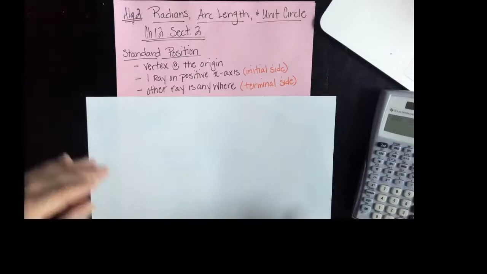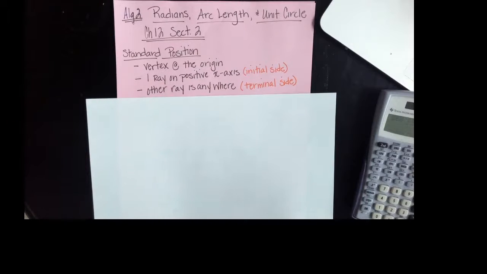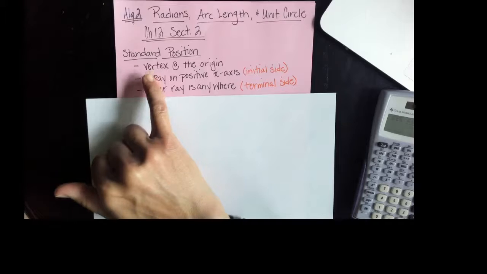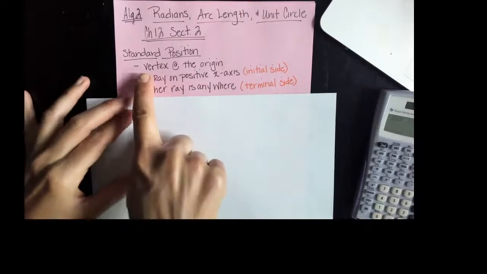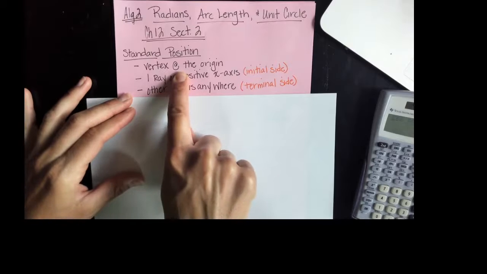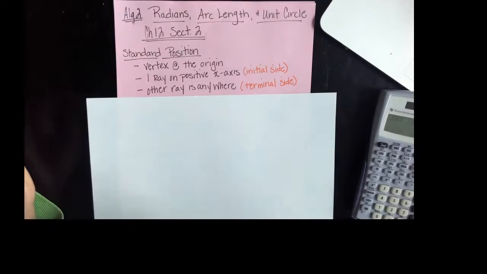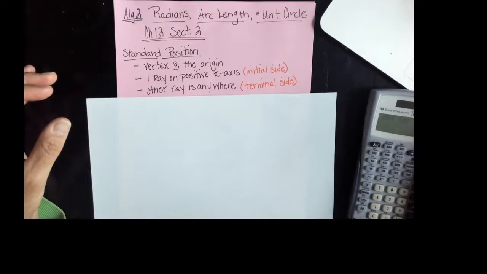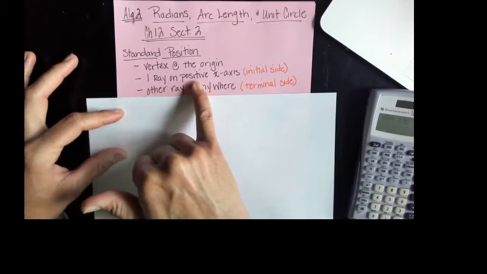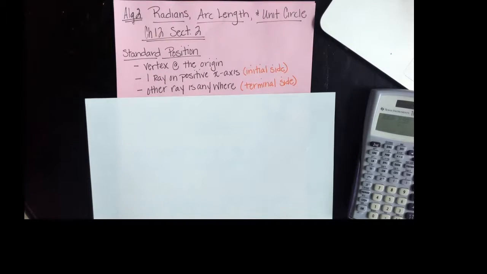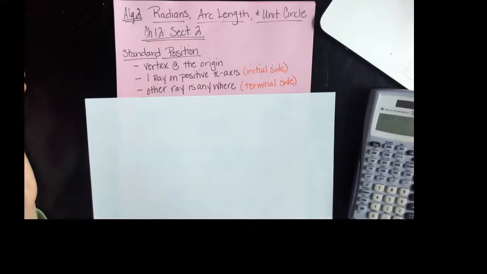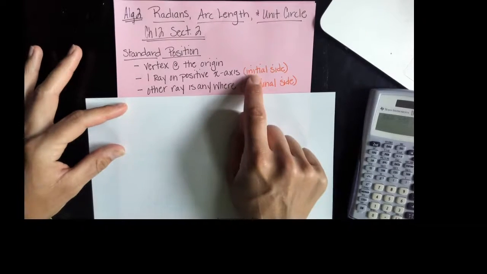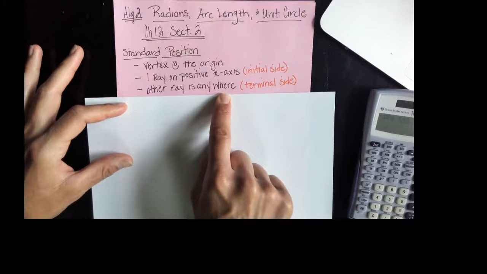So with that, I've got some vocabulary here that we want to first take a look at, because you're going to see in a lot of the questions that you're being asked to do, it talks about standard position. And with standard position, we're going to be talking about angles. So our vertex of our angle, a lot of this is going to sound like geometry from last year. Our vertex is at the origin. One of the rays of our angle is going to be on the positive x-axis, so moving out to the right. That's our initial side. Any other ray that we place anywhere is called the terminal side.